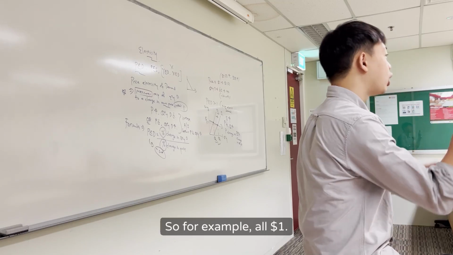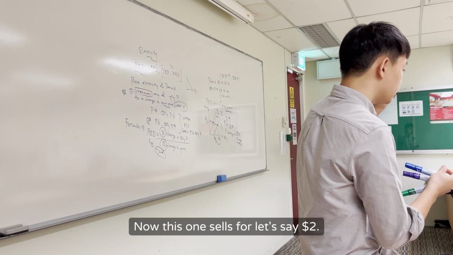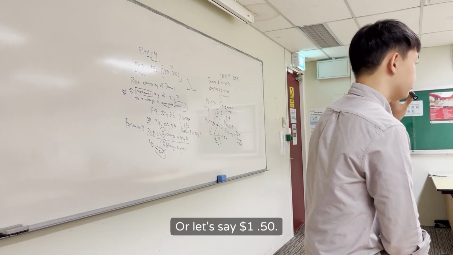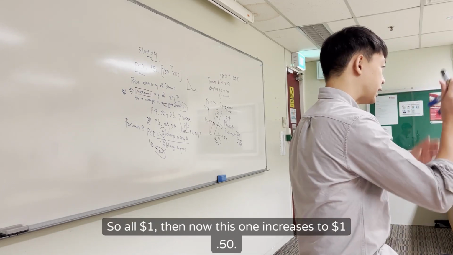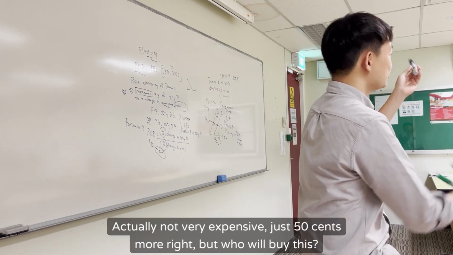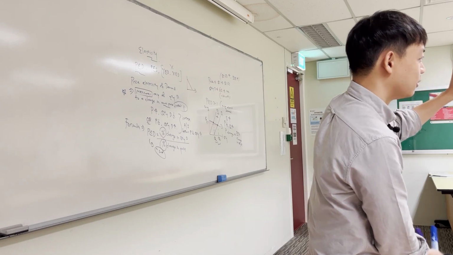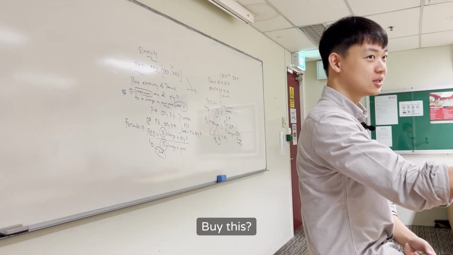Let's say today the black one increases. So for example, all are $1, and now this one increases to $1.50. So who will still buy this? Actually, it's not very expensive, just 50 cents more. But who will buy this one?